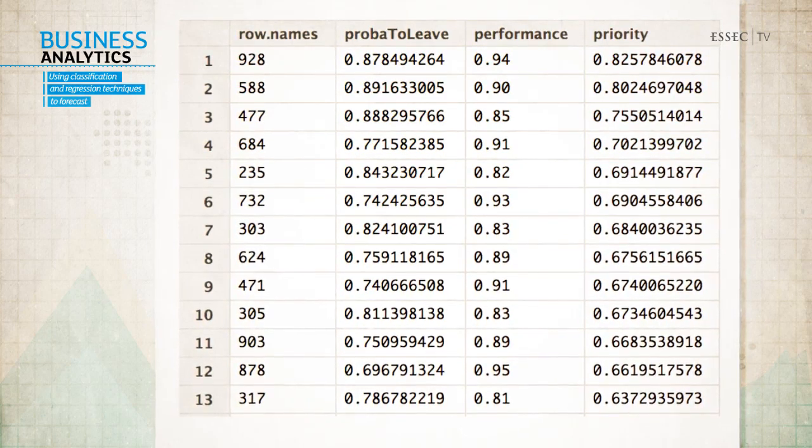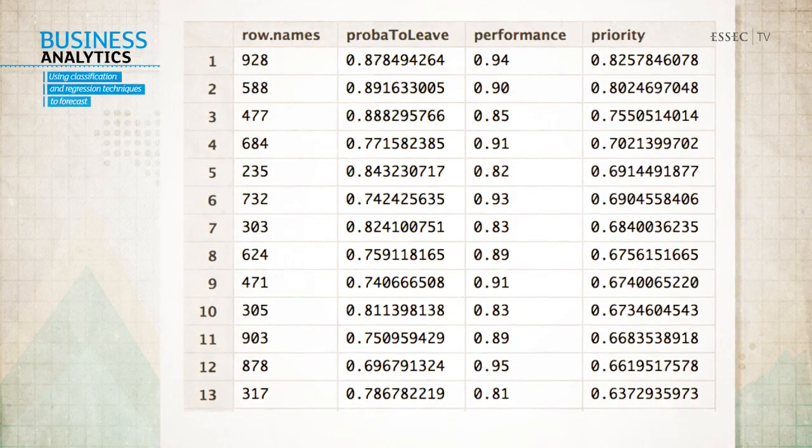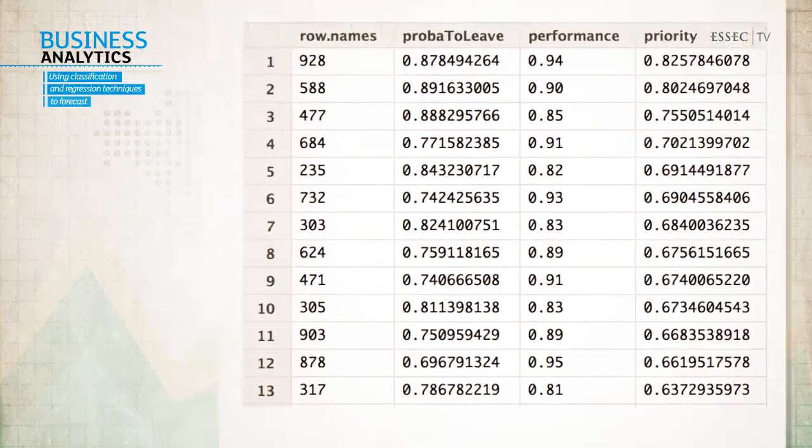Tomorrow, we can organize a face-to-face meeting with the first one, employee 928. Then the second one, employee 588, and so on. This type of prioritization is really useful in practice. We could also have identified quick wins thanks to this approach. Employees that are high performers, that were likely to leave very soon, but now that we have identified them, we'll retain them. This type of analysis is also used a lot to prioritize marketing actions, such as retention, or in the case of propensity to buy or cross-sell and upsell modeling.